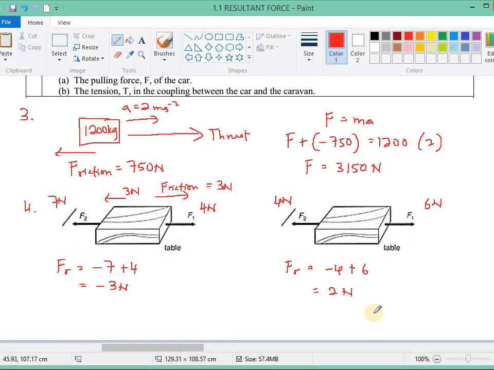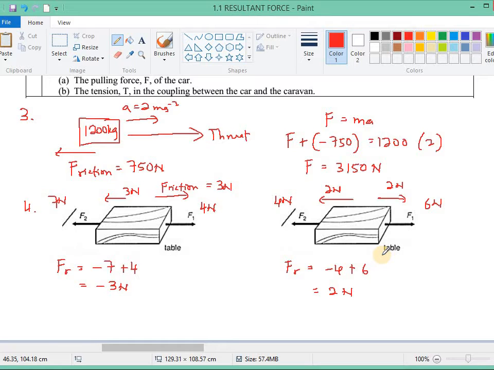When we say that the friction between two objects is 3 newton, it means the maximum friction is 3 newton. So when to the left is 4 newton and to the right is 6 newton, you have an extra 2 newton to the right. The friction will work in the opposite direction, but it is not going to go until 3 newton. The friction will go until 2 newton and balance off the 2 newton. So at the end, the resultant force is also 0, and the wooden block is not going to accelerate.